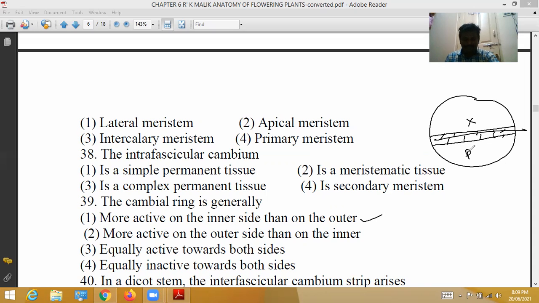Hence, it cuts off more secondary xylem compared to secondary phloem. So see here, more active on the inner side than the outer side. The first option is the correct option for the 39th question. The inner side is more active, hence it cuts off more secondary xylem compared to secondary phloem.